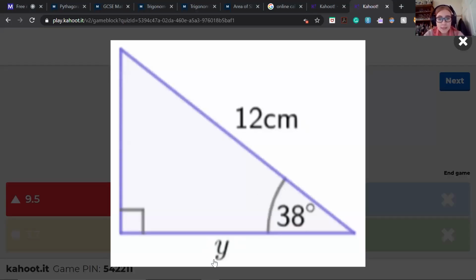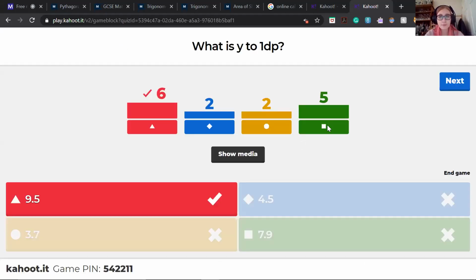So this side here, the y, is the adjacent and the 12 is the hypotenuse. So we're looking at A and H, so we're using cos. Then we set up cos 38 equals y over 12. So y is 12 cos 38. Have another look over that one if that's one of the ones that you got incorrect.